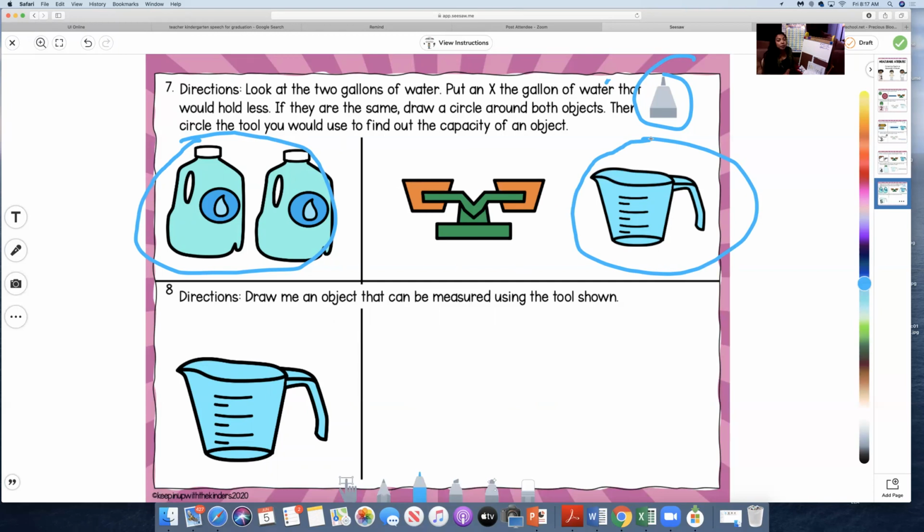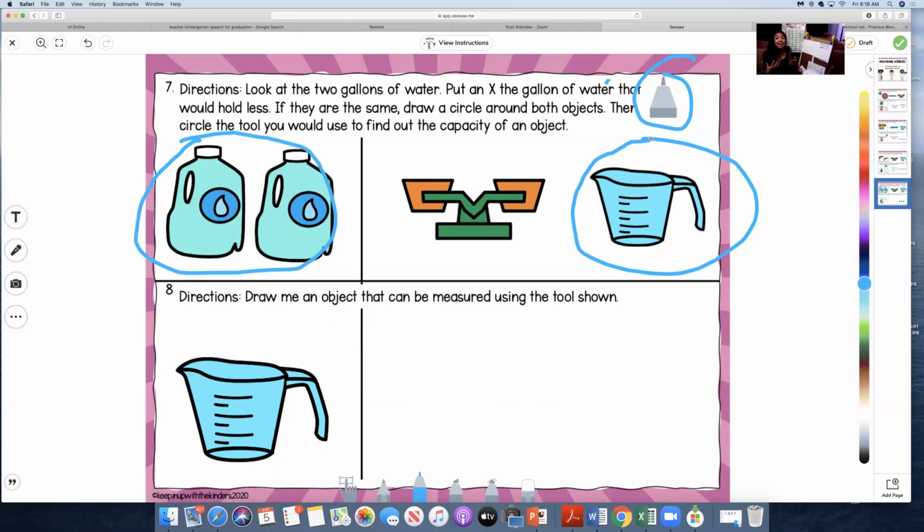Correct. Now, number 8 says, draw me an object that can be measured using the tool shown. So what kind of things can I put into this cup to measure? What other objects can be measured using that? Okay, so we've talked about 1 gallon of water. Good. What else, though? What else? I want to leave it up to you guys to tell me what's another thing that we can use to measure inside of that tool.